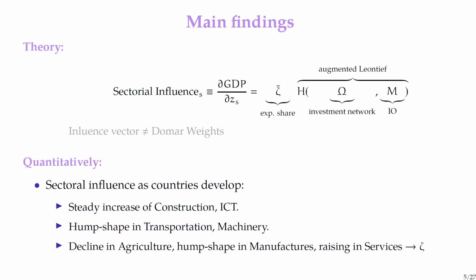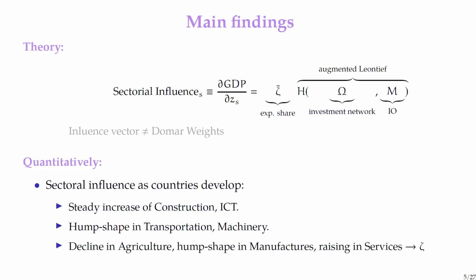And for those of you who are familiar with the literature, a feature of the model is that the influence vector will differ from the Domar weight, and this difference will stem from the dynamics of capital accumulation in the model and not from the existence of distortions as in the paper of Ernest Yu.